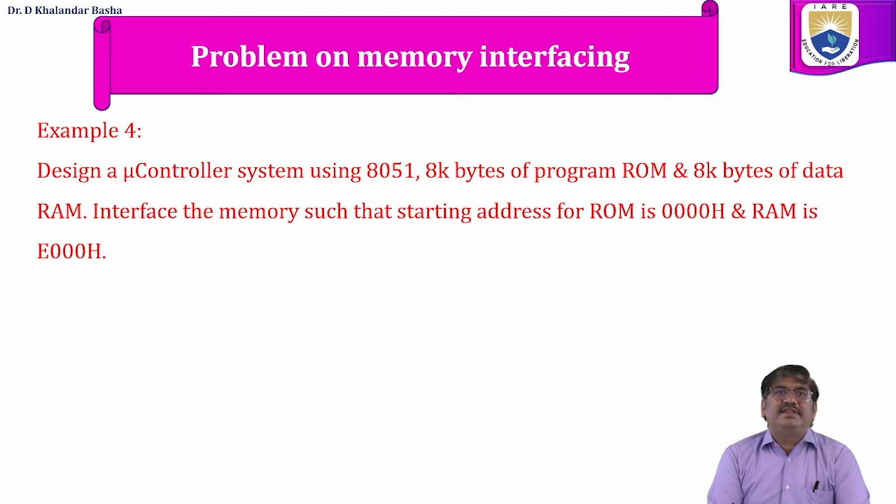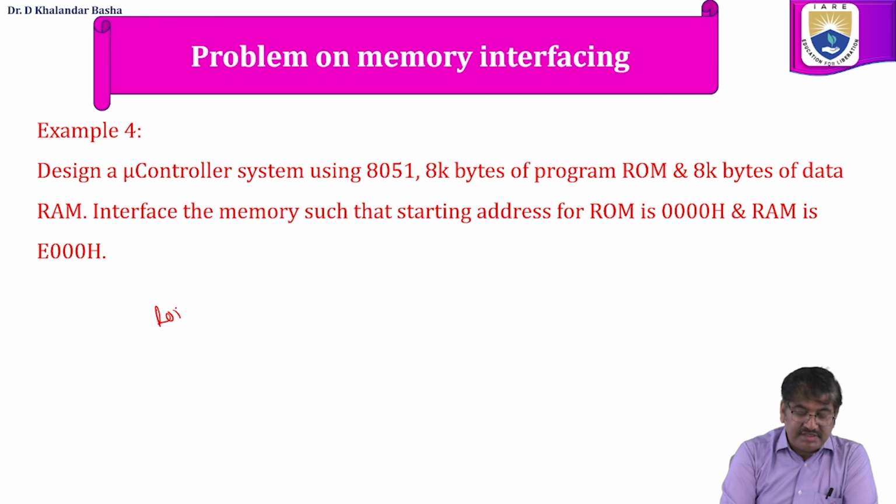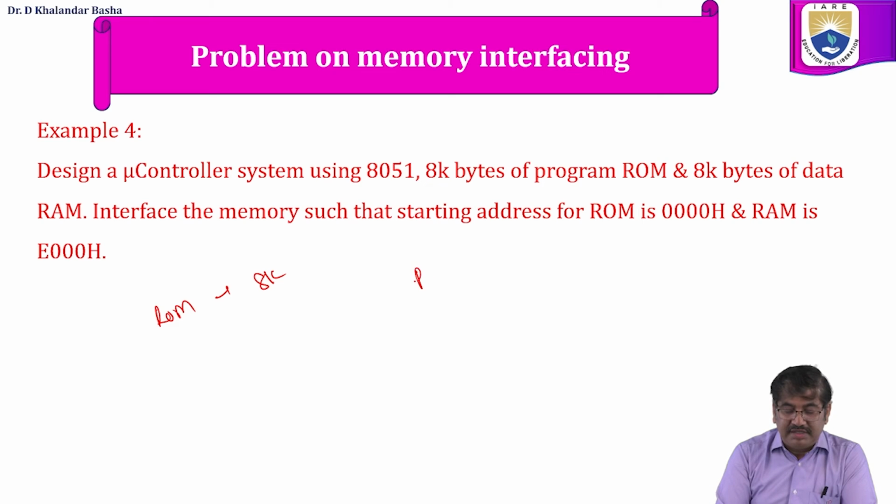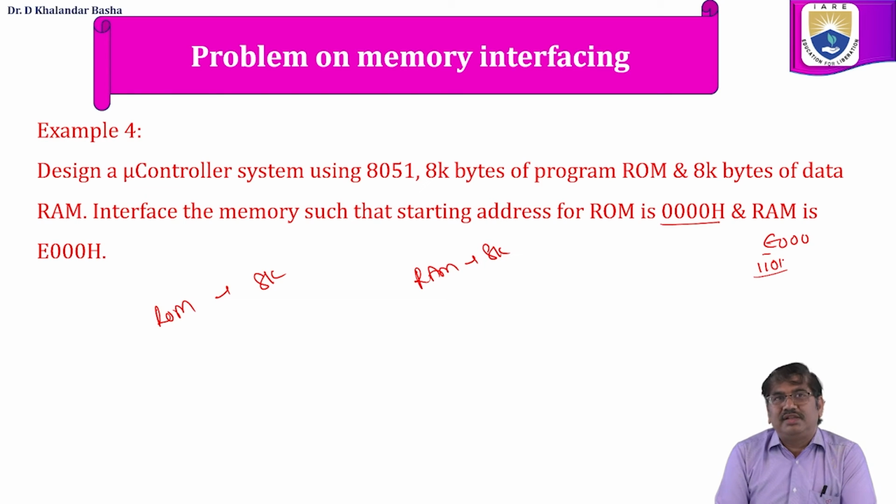Next, we will see a design of a microcontroller system using 8051, 8K of ROM. So ROM size is 8K, and the data RAM is also 8K. Interface the memory such that the address space for ROM is 0000, whereas for RAM it is E000. So the E pattern, the E value you get is 1110. Whatever the left out bits are, we have to write according to this pattern.